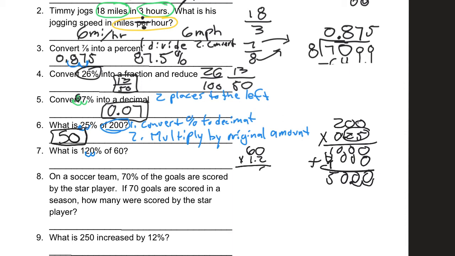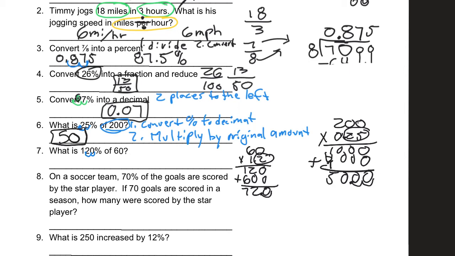So 2 times 0, 2 times 6. All right, drop a 0. Okay, 1 times 0, 1 times 6. I add those together. I get 720. But I've got 1 decimal place to the right, so I move it back 1.